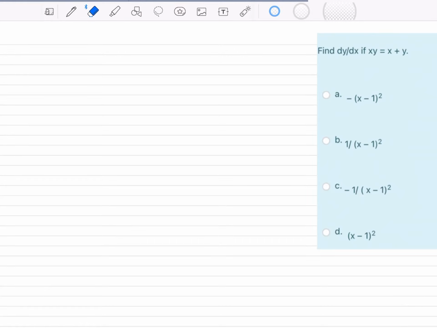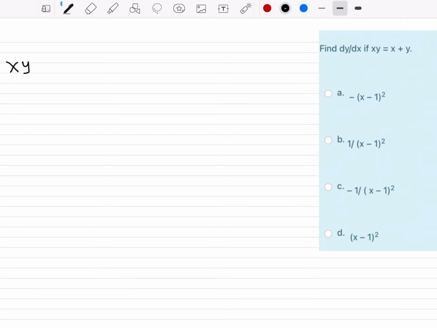Hello dear students, I'd like to show the solution to the most common mistake in the quiz that I administered a while ago. Okay, the item is find dy over dx if xy equals x plus y. Okay, so let me just write it down. xy equals x plus y.